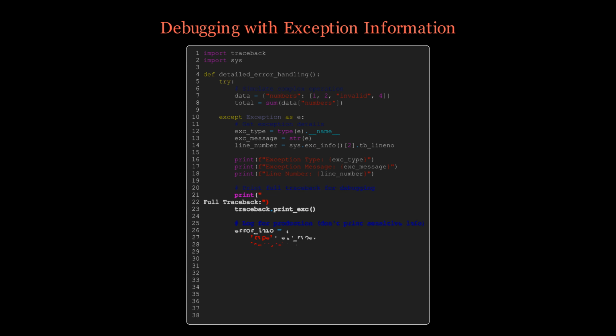This example shows how to extract detailed exception information. We get the exception type name, the error message, and the line number where it occurred. The traceback module provides full stack traces for debugging. In production, log this information rather than printing it to users. This data is invaluable for identifying and fixing issues in your applications.